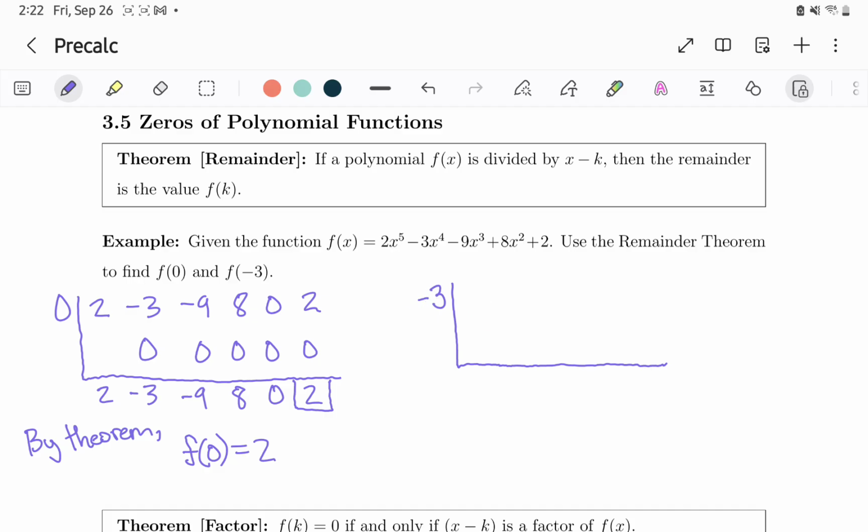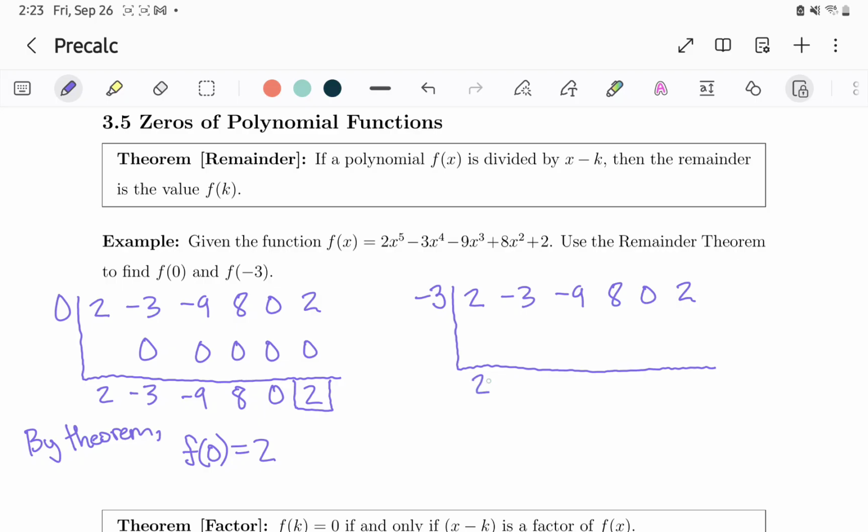Okay. Oh, and yeah, I forgot that we had this copied, so I didn't have to write it again. All right, so now we have our synthetic division set up for dividing f of x by x plus 3.